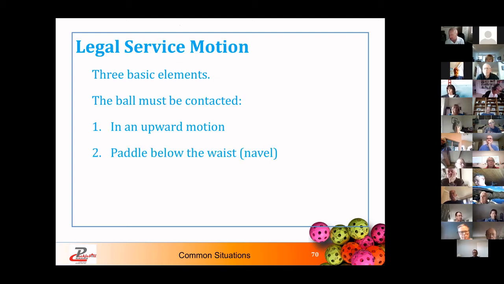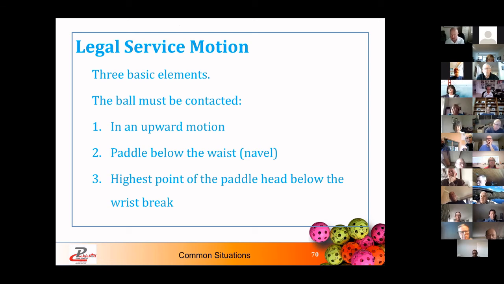When the ball is in contact with the paddle, that paddle cannot be above the waist, and the waist is defined as the navel. That's important, while it's in contact with it. The highest point of the paddle head must be below the wrist break. And okay, so there's the wrist break right there. If any portion of the paddle head is above that, then that is a fault.